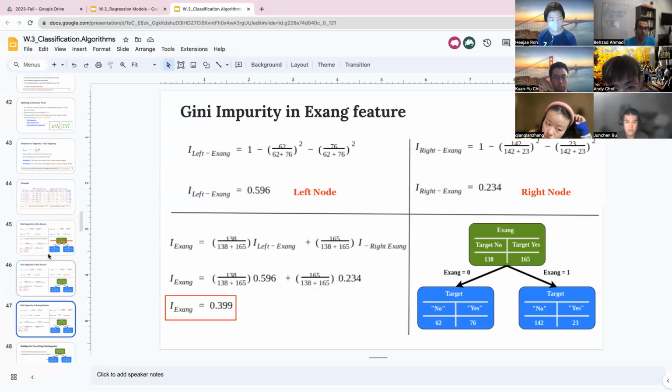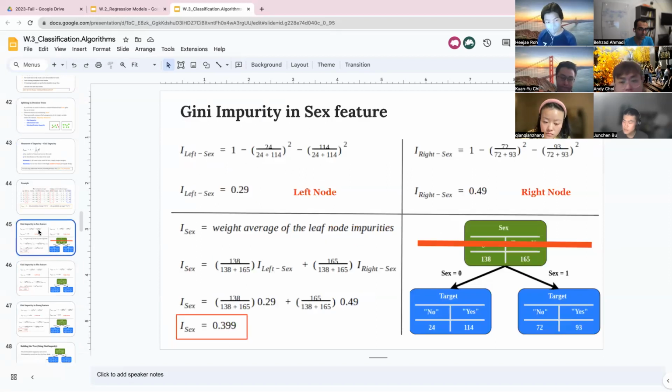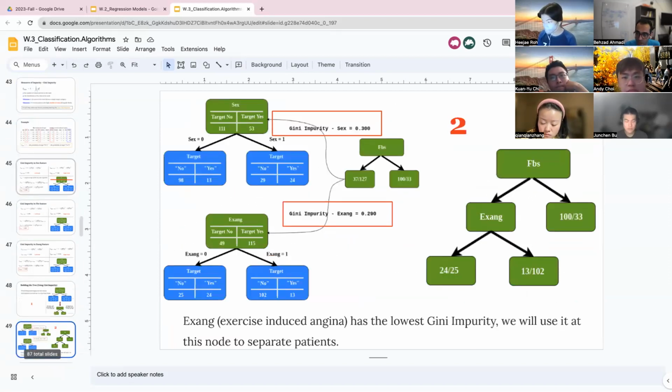We are going to split by FBS if we choose gini impurity. So you can go back and say, hey, I want to do it by information gain. You may end up splitting by something else. And again, these are your 3 hyperparameters to tune here. So let me actually try to wrap this up.